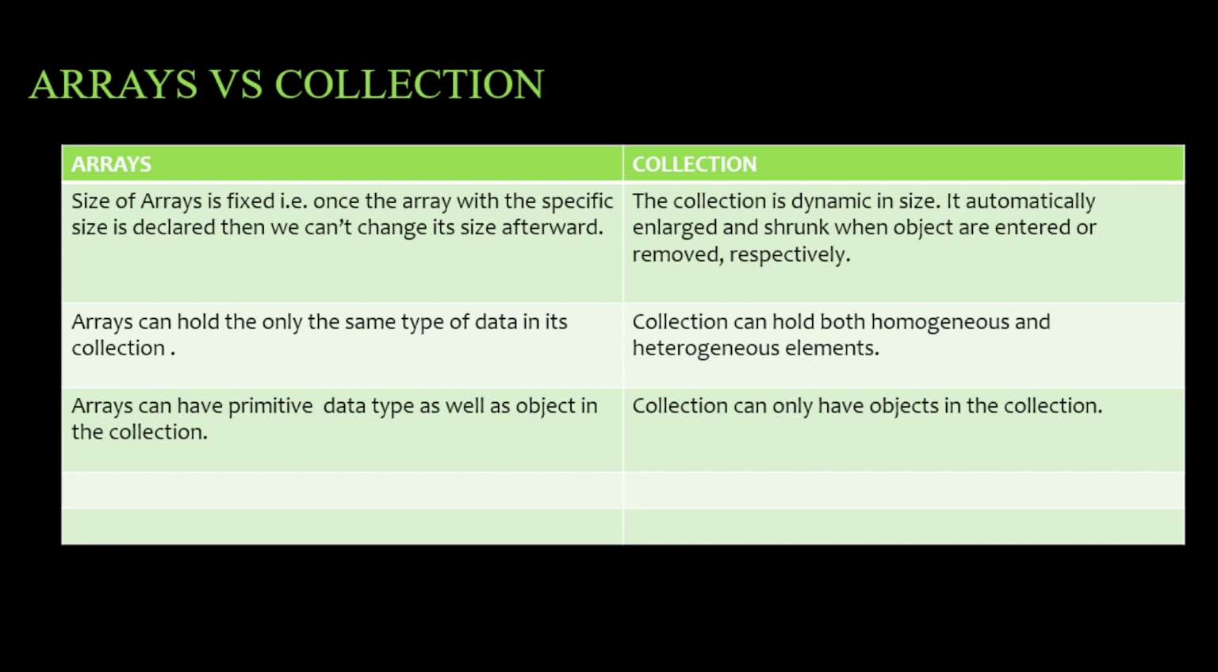Array can hold only the same type of data in its collection, that is, only homogeneous elements. But in collection, we can hold both homogeneous as well as heterogeneous elements. Arrays can have primitive data types as well as objects in the collection. But in collection interface, we can only have objects in the collection, not any primitive data type, that is int, float, double. We cannot collect them in our collection. We can only have objects in our collection.